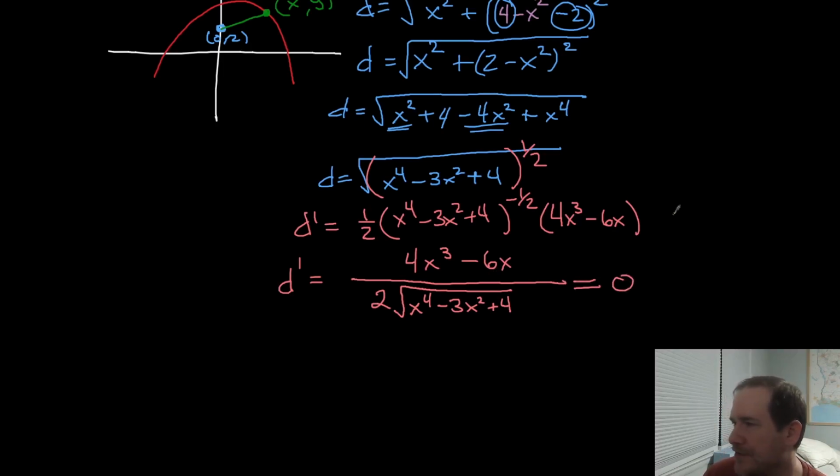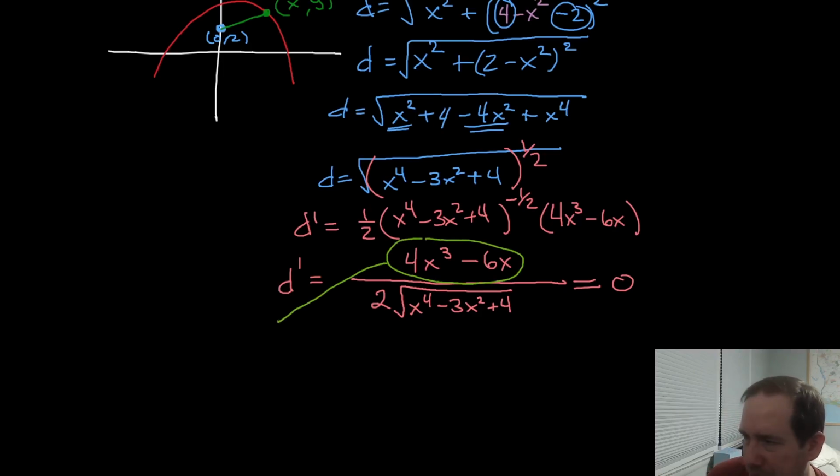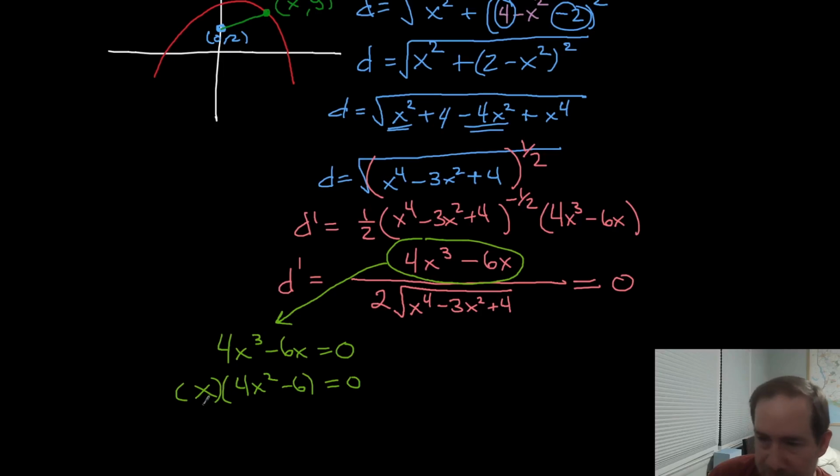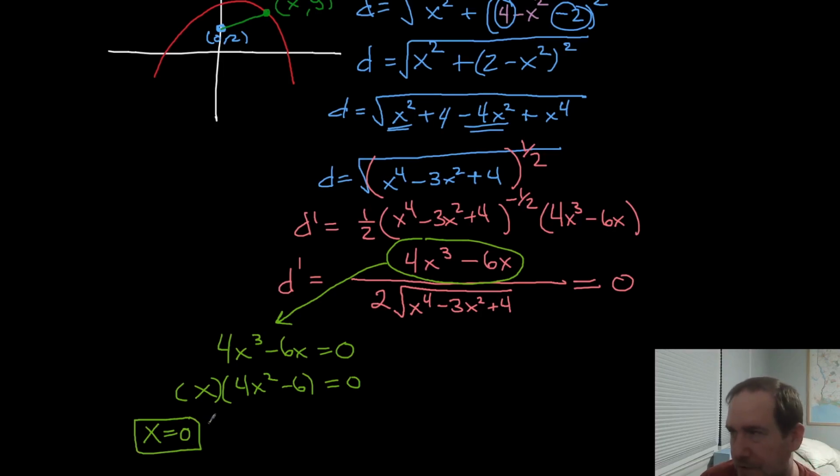And of course our solutions come from when the numerator is 0. So again, we're basically just ignoring the denominator and saying 4x cubed minus 6x, setting that equal to 0. I see I can factor out an x, so I do, and I get 4x squared minus 6 equals 0. And that tells me that, now that I'm factored more, I can split this, and I see that the x will be 0 when x is 0. So x equals 0 is now officially a critical value.